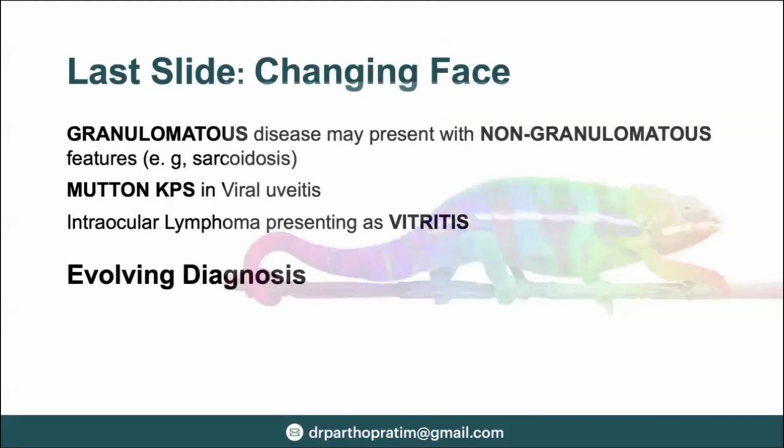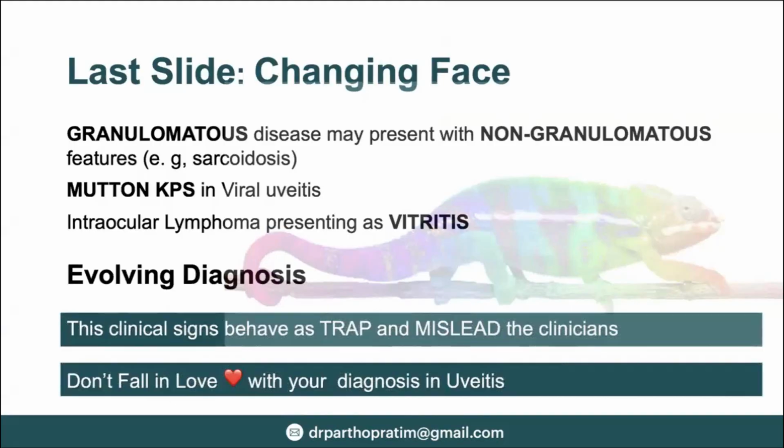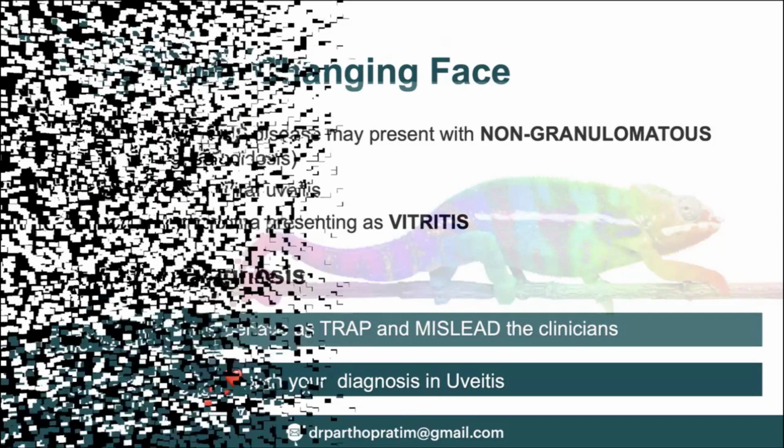So, my last slide: always remember the changing face of inflammation. Granulomatous disease may present as non-granulomatous, mutton fat keratic precipitates may present in viral uveitis, intraocular lymphoma can present with vitritis, and uveitis is an evolving diagnosis. You have to understand that these clinical signs often behave as a trap and mislead clinicians. So the advice is: don't fall in love with your diagnosis in uveitis. Uveitis is always challenging and will be challenging however much you learn from your experience. Thank you for your patience.